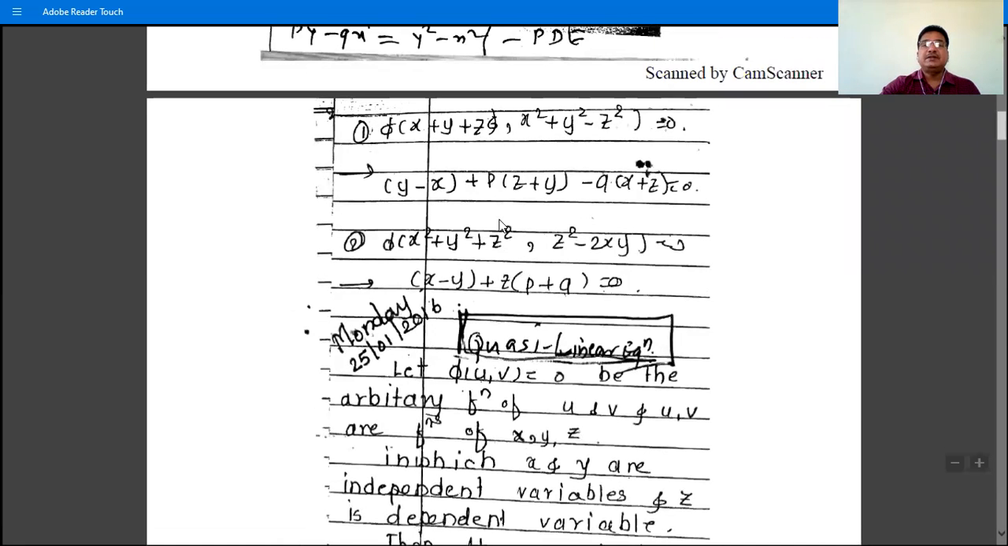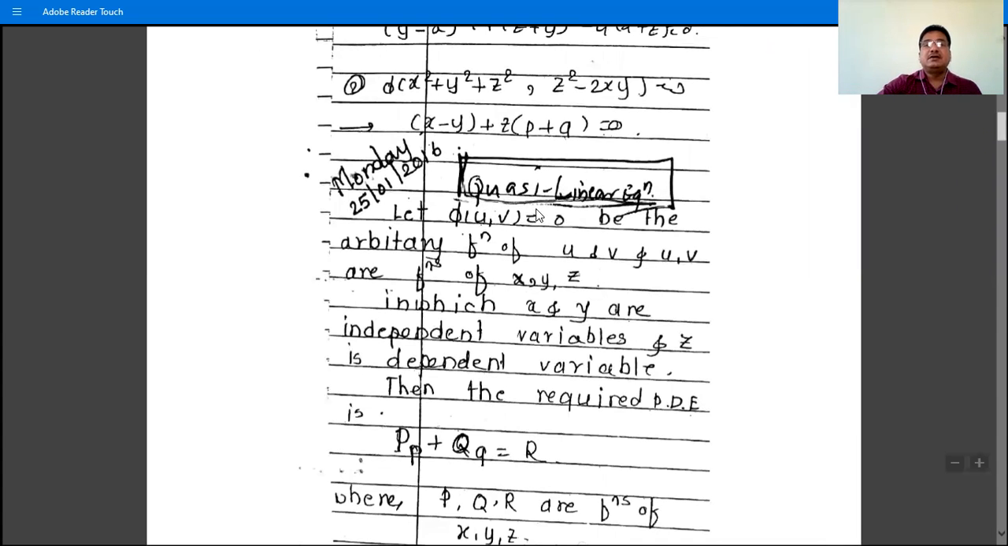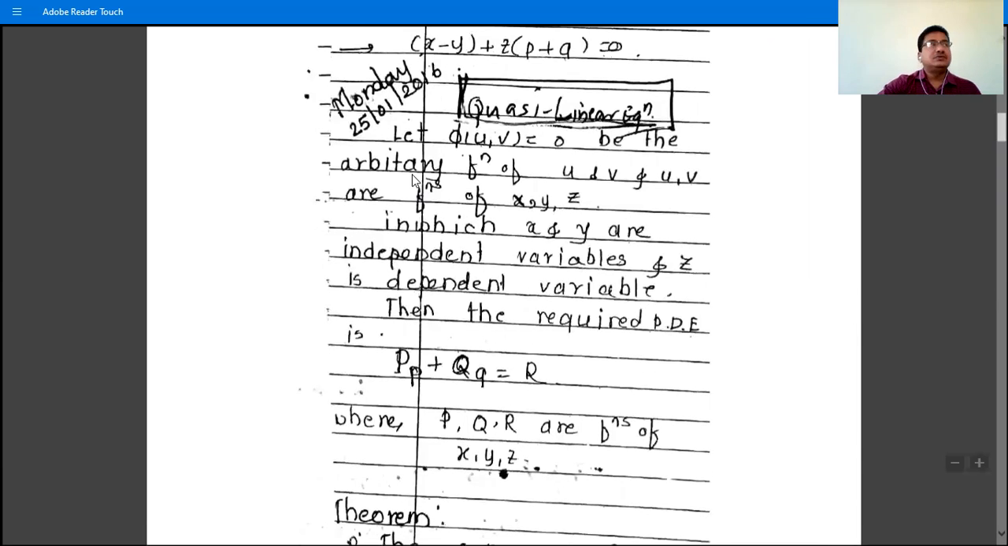So this is the first topic, formation of a differential equation. The next topic is Cauchy linear differential equation. Let phi of u, v is equal to 0 be an arbitrary function of u and v, and u and v are functions of x, y, z, in which x and y are independent variables and z is the dependent variable, and z is a function of x and y. So this phi of u, v is equal to 0 is an arbitrary function where u, v are functions of x, y, z, and x and y are independent variables, z is the dependent variable.